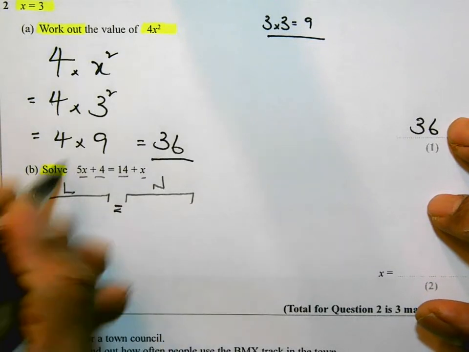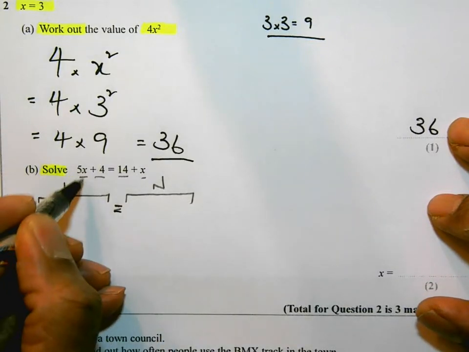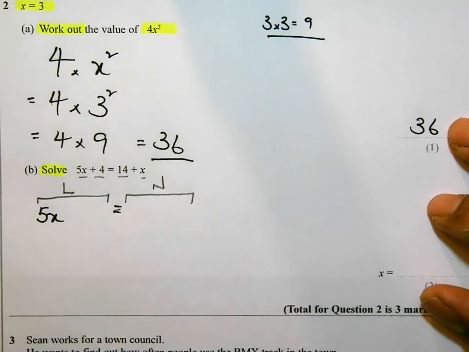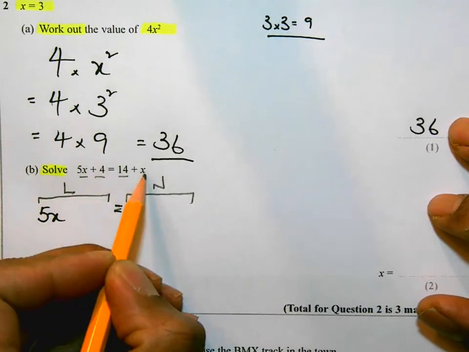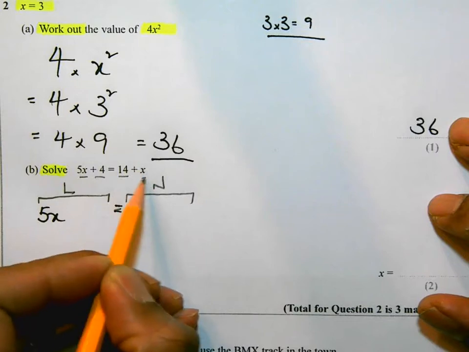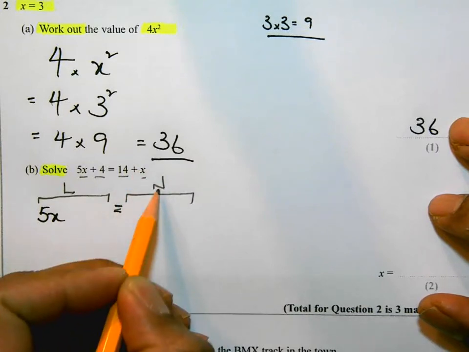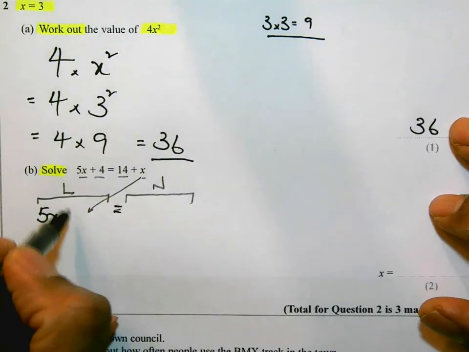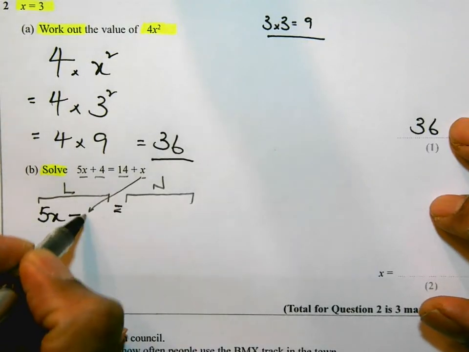So on the left hand side, I've already got 5x, so that's going to stay put as letters. I'm going to bring over this positive x, which is letters. It's on the number side right now, so I'm going to bring it across here. When it comes across, it's going to become minus x.